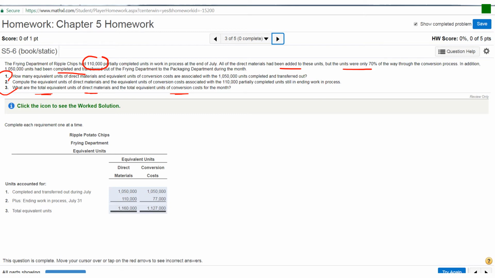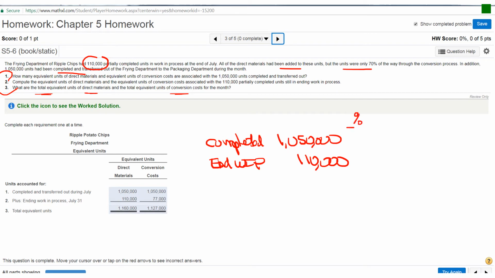So you can see the problem down here. It's got the answers for the units accounted for. But the question is, how did they come up with this? To get the actual equivalent units, they had already given us the completed and transferred out. I'm just going to write this over here off to the side. The completed and transferred out units were 1,050,000. And they had given us the ending work in process units, which is 110,000.